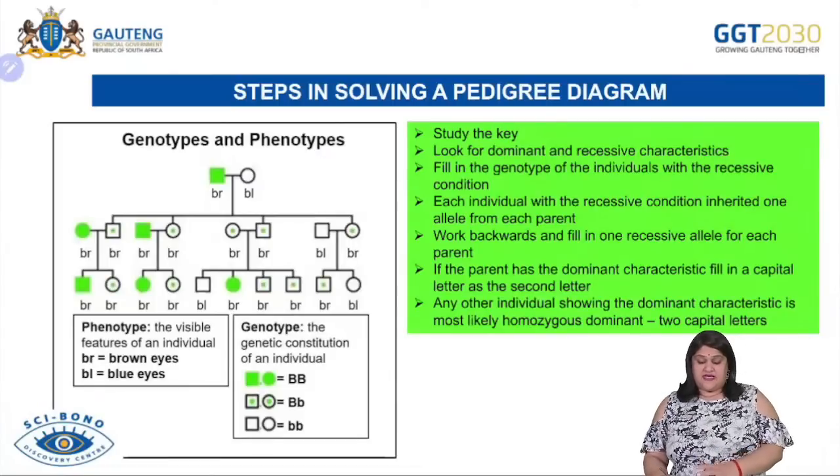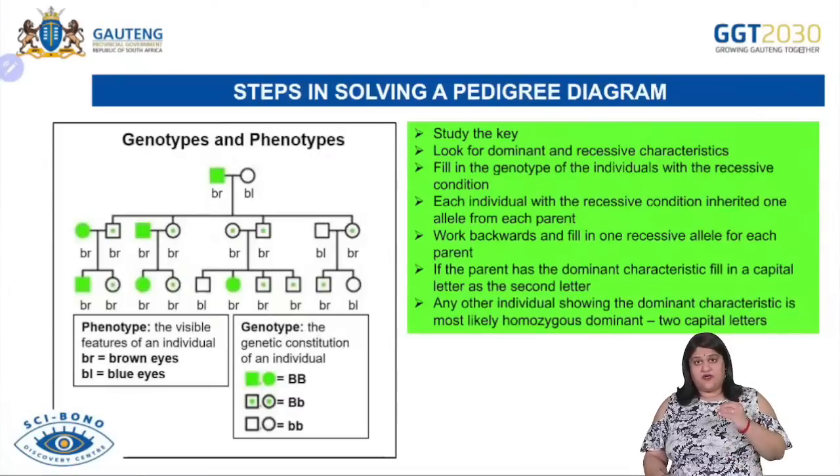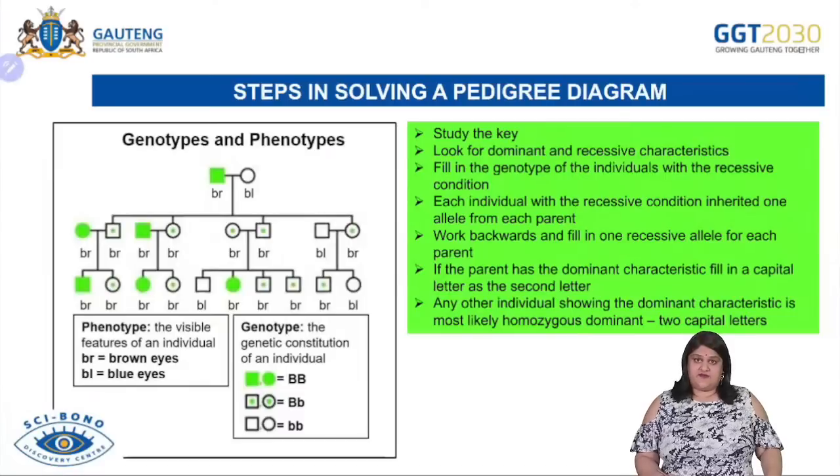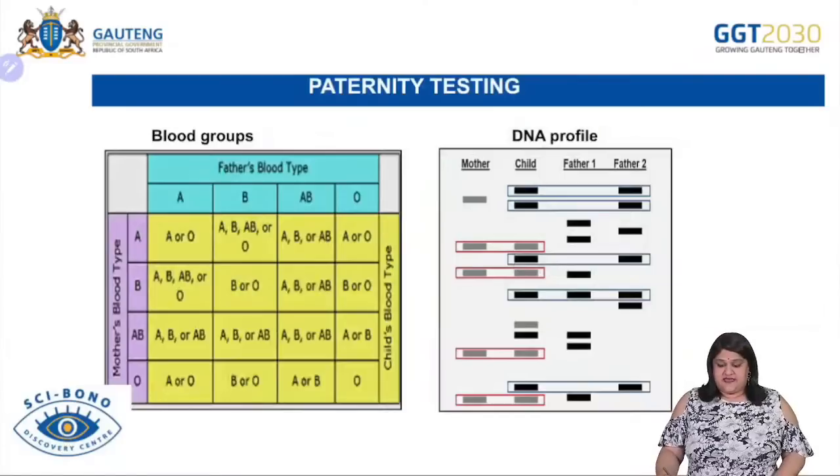So if the parent has the dominant characteristic, you fill in a capital letter, okay, and then the small letter will be the recessive characteristic.